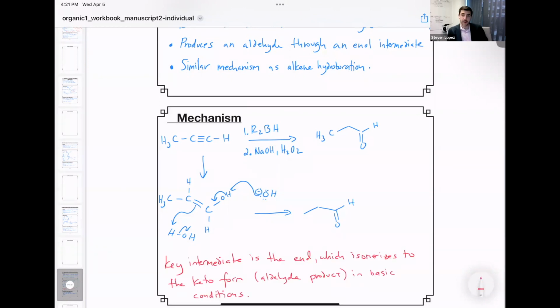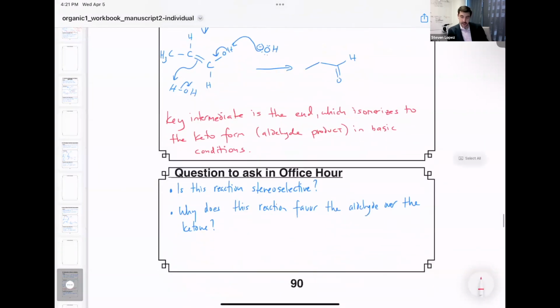Okay, and some questions you might want to ask in office hours. One, is this reaction stereoselective in the way that the alkene hydroboration is? Two, does this reaction favor the aldehyde over the ketone? Three, why does this reaction favor the aldehyde over the ketone?